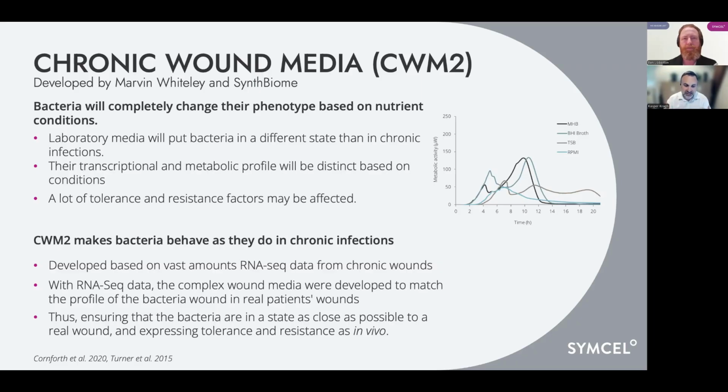And really expressing some of these tolerance and resistance factors. So we have bacteria that are in a biofilm state inside of this model system, but in a way that we can test treatments on it and actually mimic what's happening in the wound.